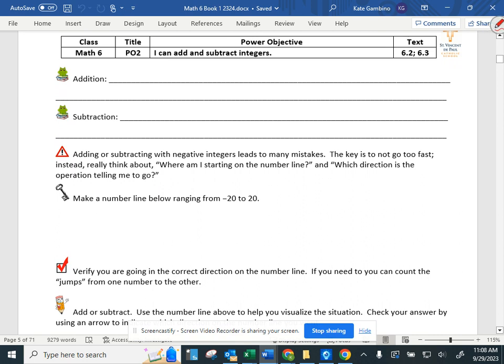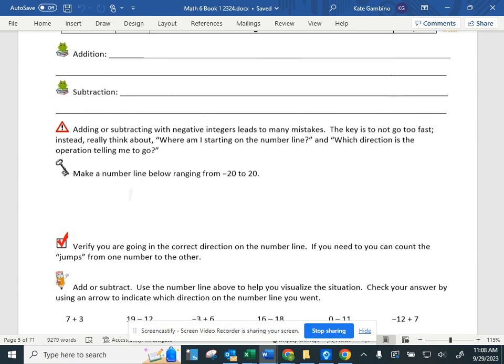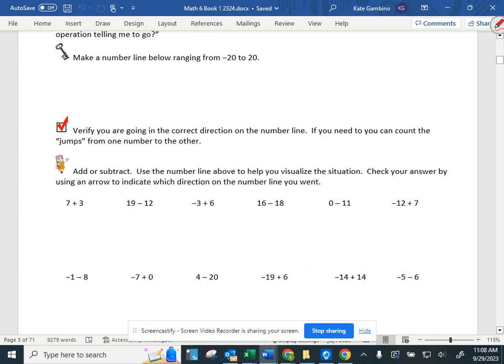So for PO2, working with our adding and subtracting integers. We know what it means to add, we know what it means to subtract, but those definitions are kind of key because we want a number line. So you're going to put CO2, and we know if we add, you're going to the right on the number line. And if we subtract, we're going to the left on the number line. That is important to remember.